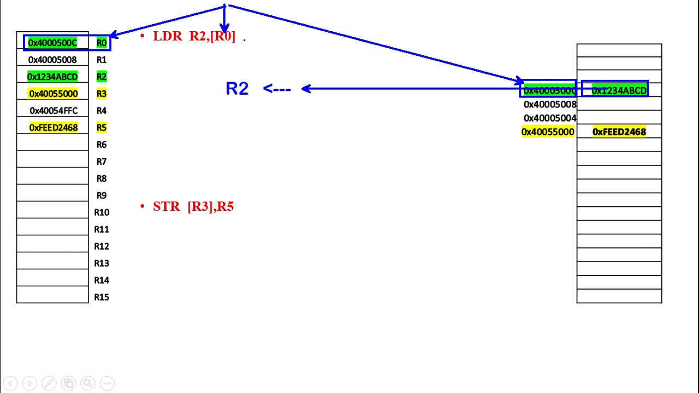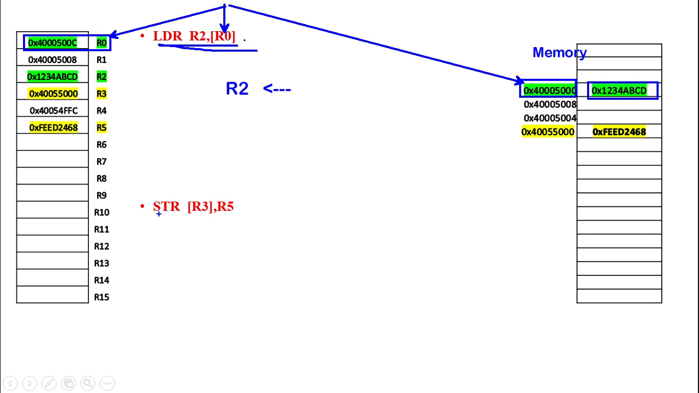R0 should get a value: load the data from the memory pointed by R0. So R0 is pointing to 500C here, and that 500C is a memory location. So this is my memory. Okay, this you should understand, this is a memory location. R0 will be loaded with the value ABCD1234. So load the data from the memory pointed by R0. This process is called LDR.